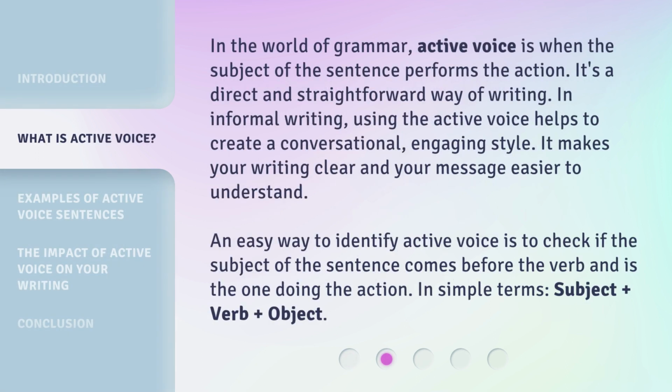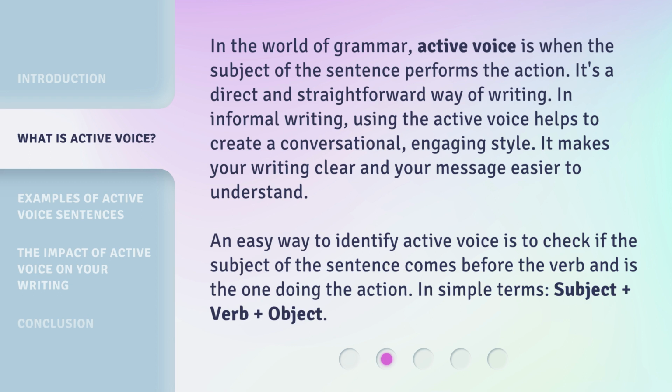In the world of grammar, active voice is when the subject of the sentence performs the action. It's a direct and straightforward way of writing. In informal writing, using the active voice helps to create a conversational, engaging style. It makes your writing clear and your message easier to understand.